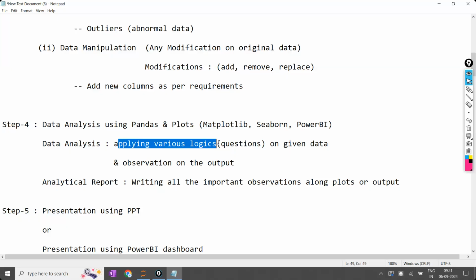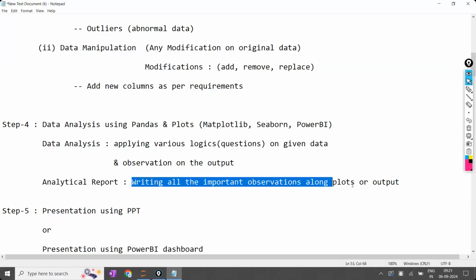The same thing is what we do in the companies. Here you are writing on a paper; there we write in a tool called Power BI. Each and every question we analyze, and after analyzing the questions, we get some logics. The observations we have made on the output are called the analytical report. This analytical report means writing all the important observations along with their plots. What plots you have and what observations you have made, everything kept in one location is called the analytical report.